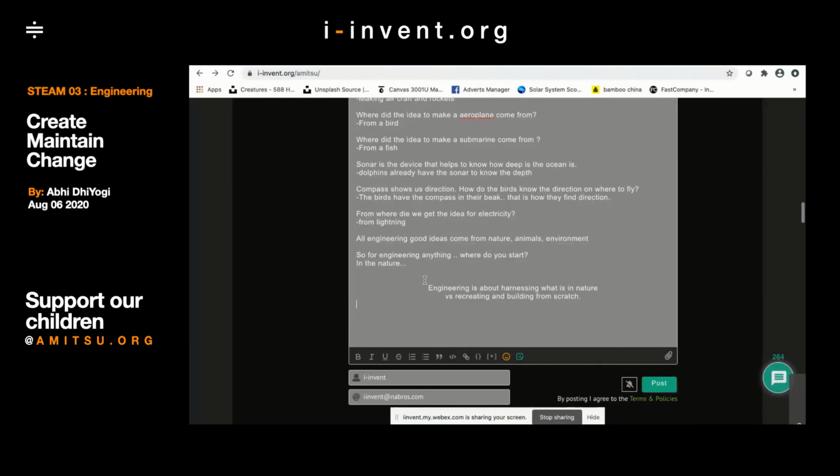So, do you know what engineering is? Engineering is about using what is in nature, versus trying to recreate and build from scratch. So first thing, use what is in nature. That is why in Amitsu, all you kids are good engineers, because you used whatever is in nature. That is what you all did. So please tell that to the kids.